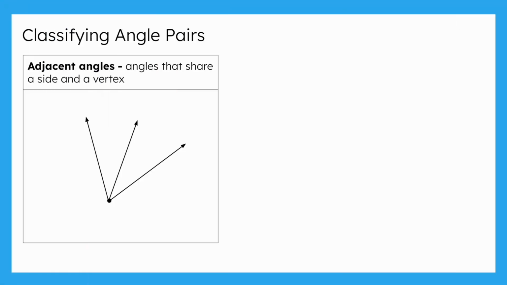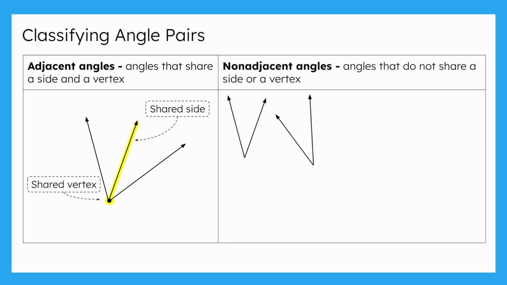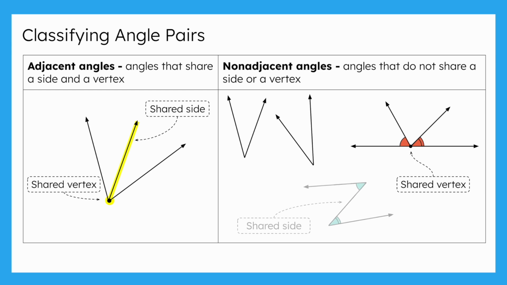Two angles are adjacent if they share a side and a vertex, or non-adjacent if they do not share a side or vertex. Angles that share only a vertex, like these, or only a side, like these, would be considered non-adjacent, since they have to share both a side and a vertex. In addition to where they are in space, we can also classify angle pairs based on how their sizes relate to each other.